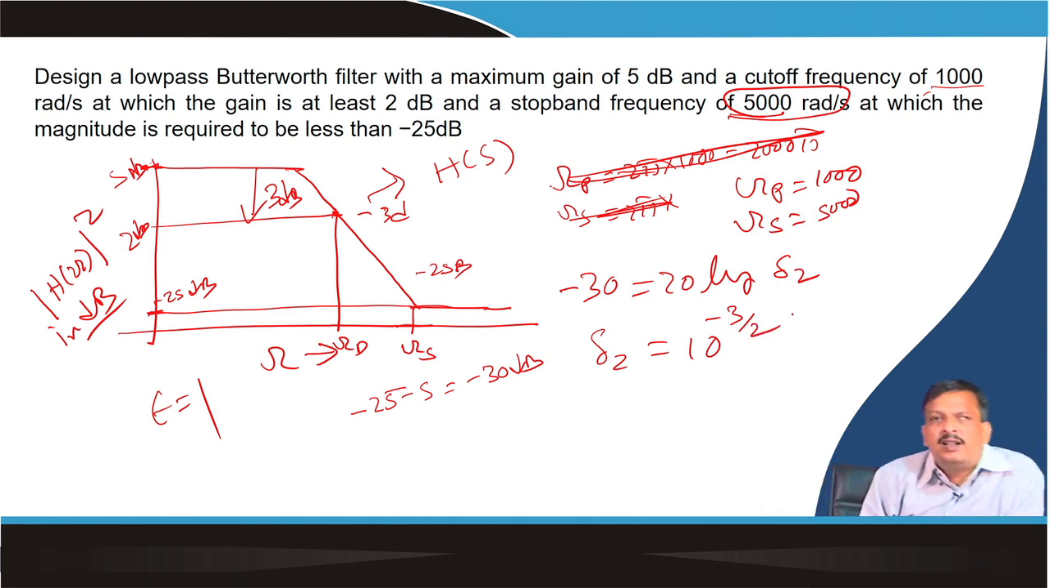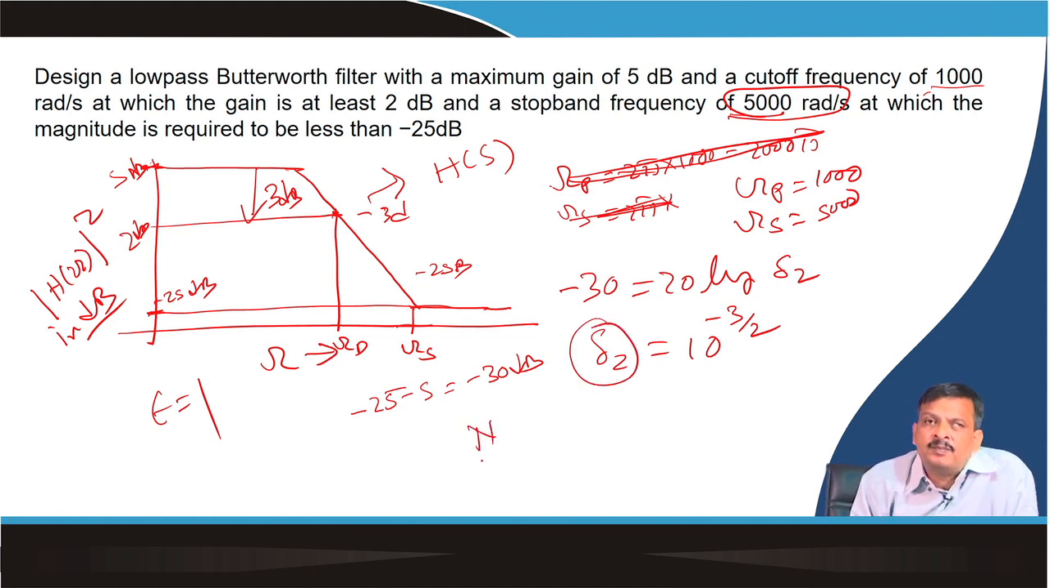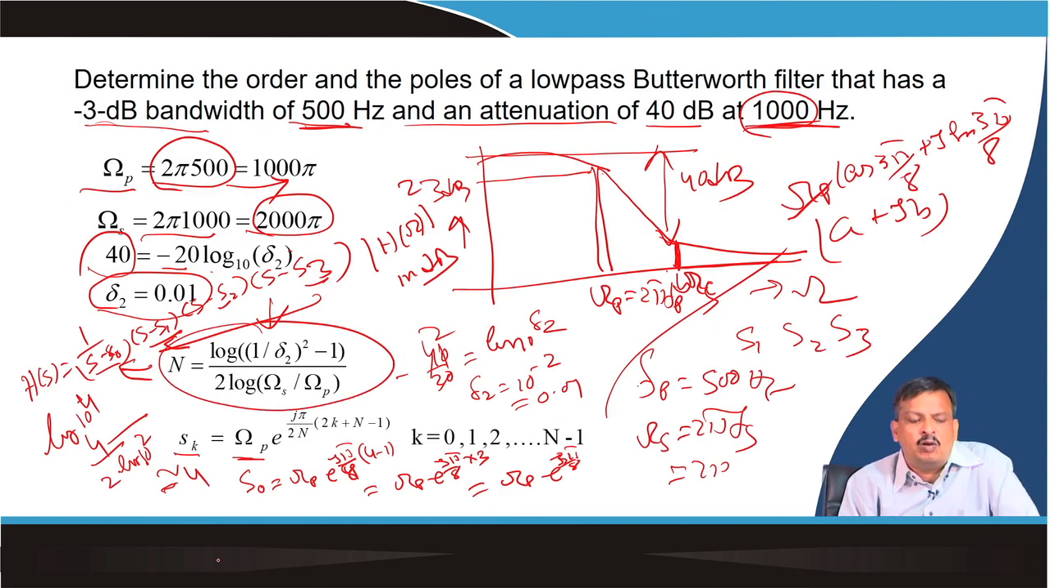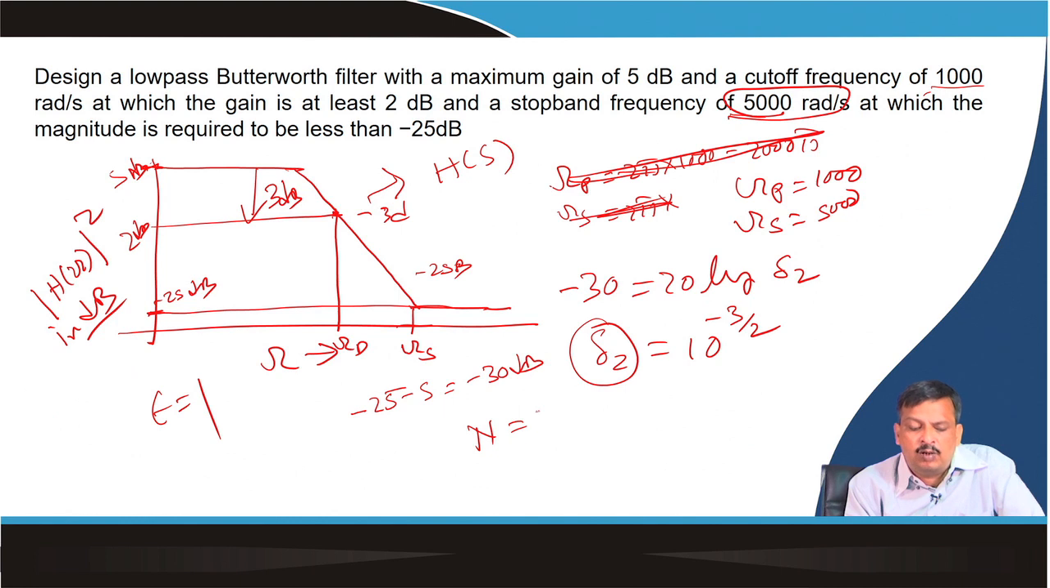So, you can calculate delta 2. Once I know the delta 2, I can calculate n. N is equal to, you know the formula for calculating n. N is equal to log of square root of 1 by delta 2 whole square minus 1, divided by 2 log of omega s by omega p. So, I can calculate n. Let us say n comes around 5.